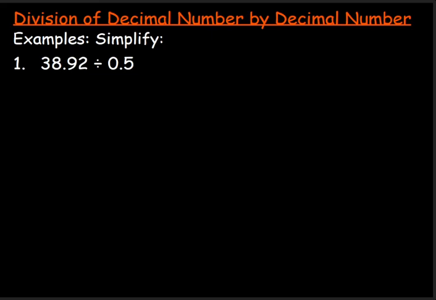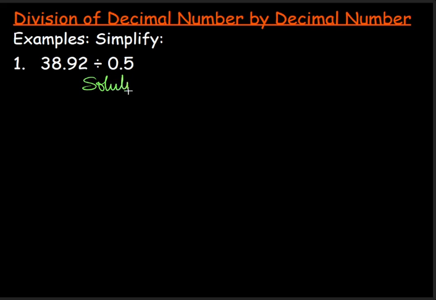Hello, everyone. So finally, we are ending the division of numbers. So this is our last subtopic under division of numbers. So let's see division of decimal number by decimal number. Let's see a case where the dividend is a decimal number and the divisor is also a decimal number. What do we do here? Simplify 38.92 divided by 0.5.